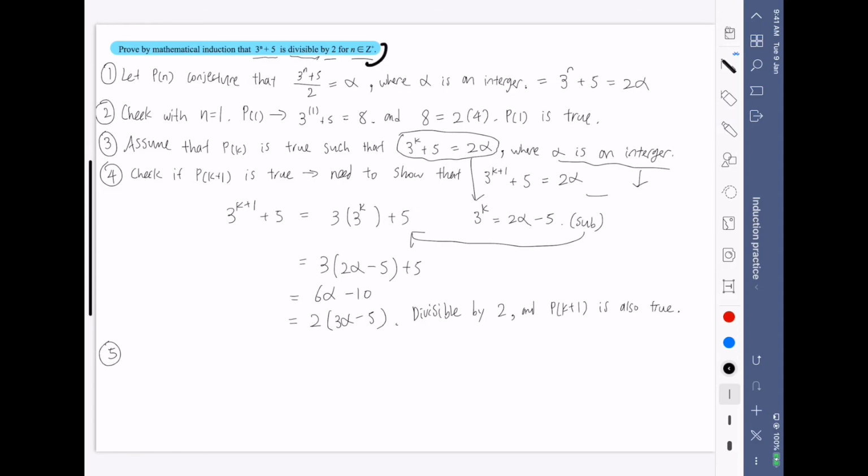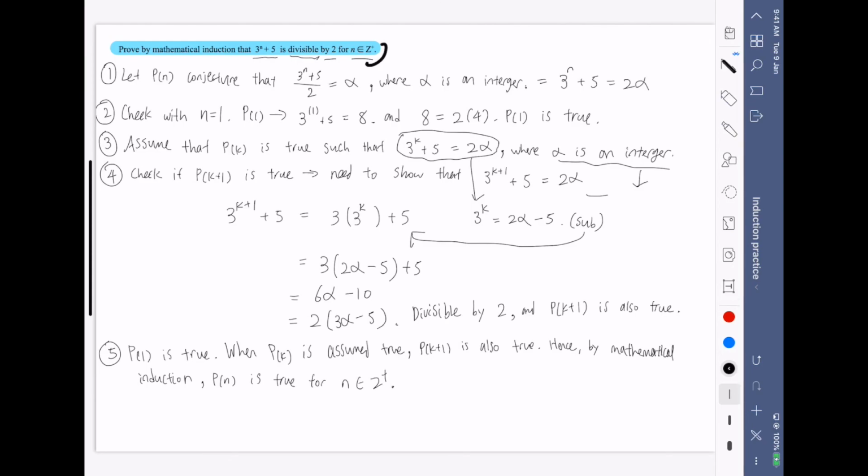Then let's go on to the final step. P1 is true, when Pk is assumed true, Pk plus 1 is also true. Hence, by mathematical induction, you see step 5 is the same. You just have to write the same sentence over and over, but it's still required. Induction, Pn is true for n being a positive integer. Okay?